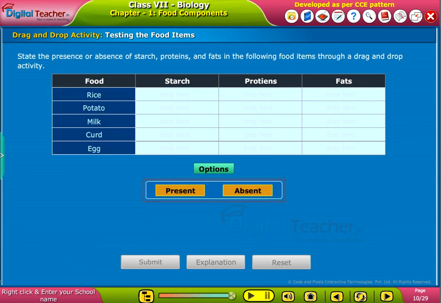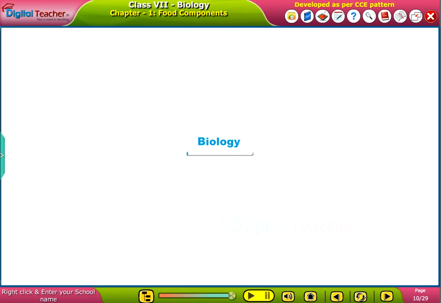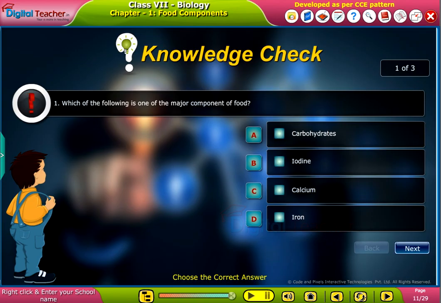State the presence or absence of starch, proteins, and fats in the following food items through a drag and drop activity. Knowledge check. Attempt the following questions to check your understanding.